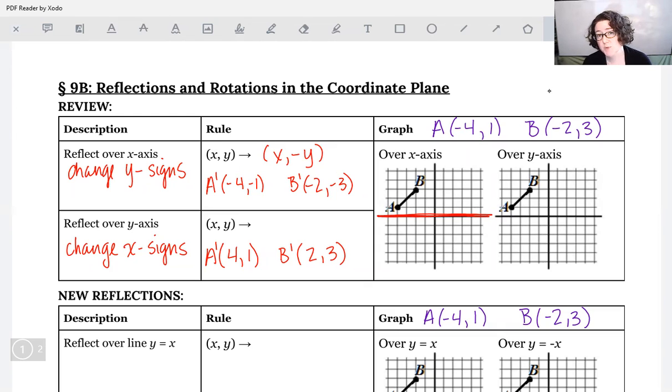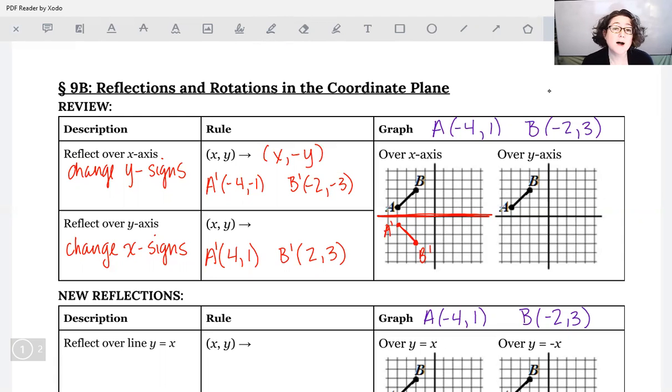If we can see this on the picture, then all we have to do is count our spaces. So A, that point is one above the line. So we would reflect it down to one below the line. And again, our new version, we would call A prime. B was 3 spaces above the line. So to reflect it, we would put 3 spaces below the line. That's where our new B prime is. And there's our new segment reflected over the X axis.